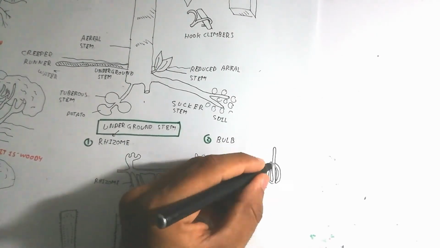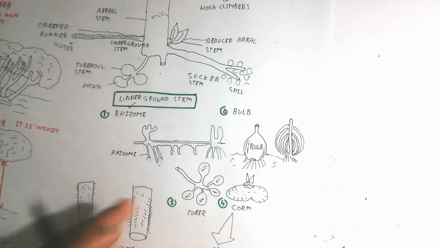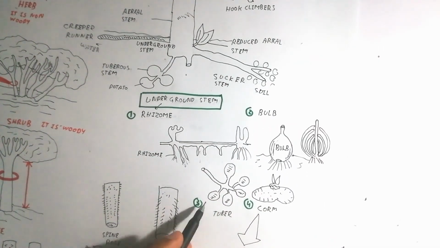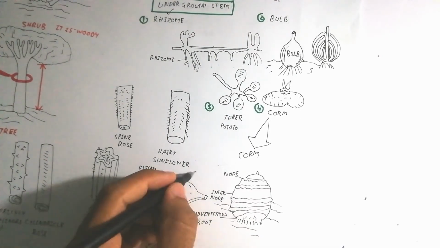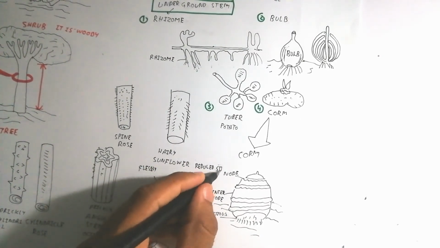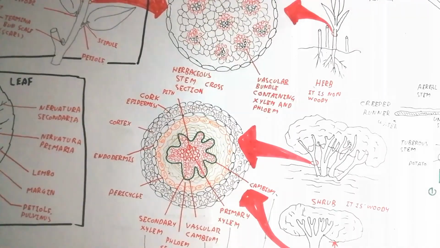So here is basically a creeper, runner, and aerial stem, here is the reduced aerial stem, and here is the tuberous root. I hope you understand this concept. It's very easy. And please comment.